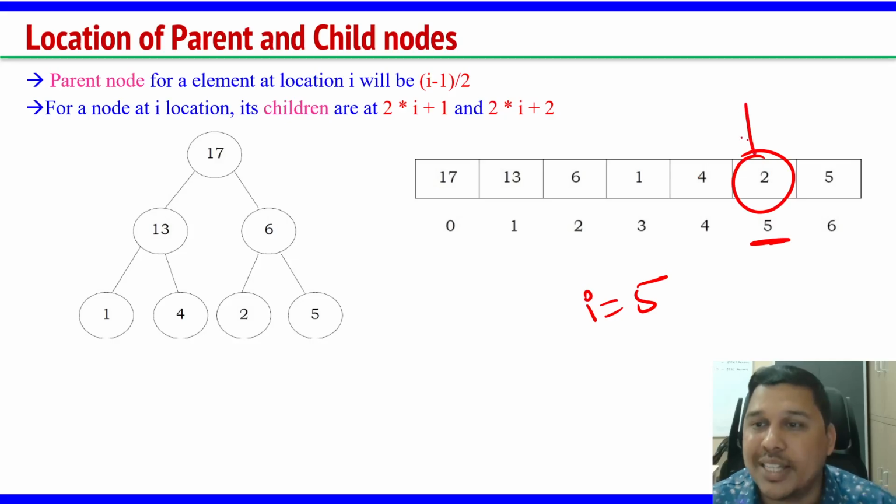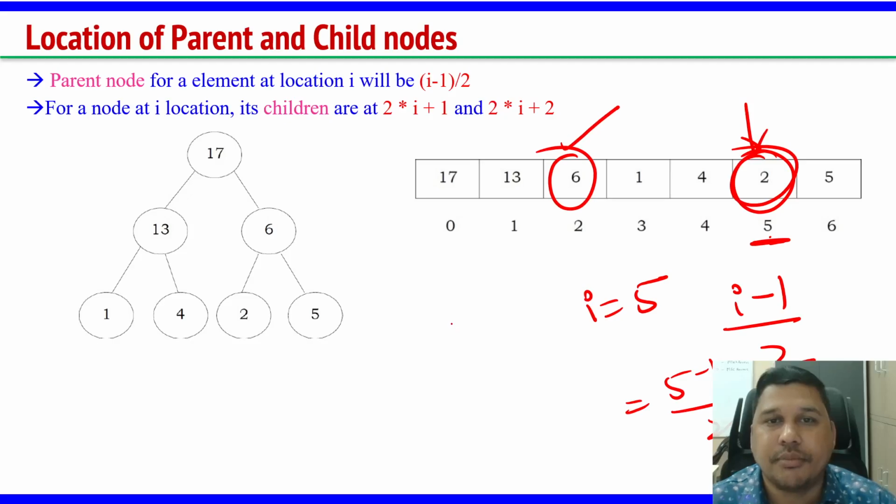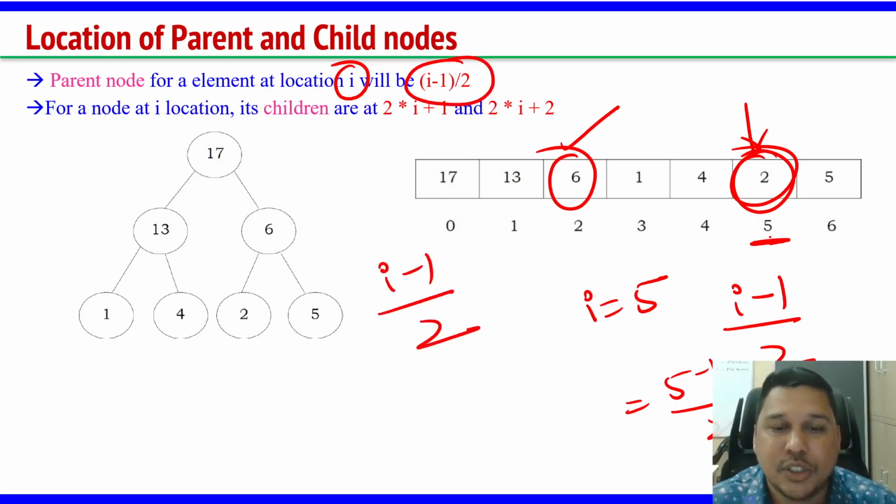I want to know who is the parent of 2. So, what is the index? 5. Its parent will be at location (I minus 1) by 2, that is (5 minus 1) by 2, 4 by 2, 2. At index 2 we have 6. So, 6 is the parent of 2. For any given node, if you want to know its parent, the logic is: if it is at location I, its parent will be at location (I minus 1) by 2.